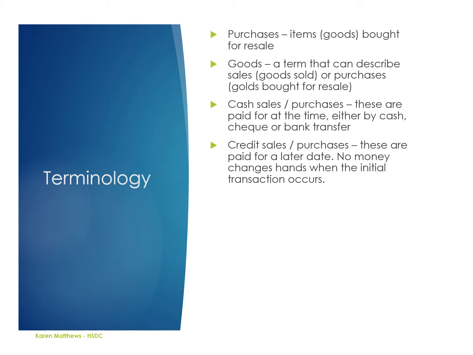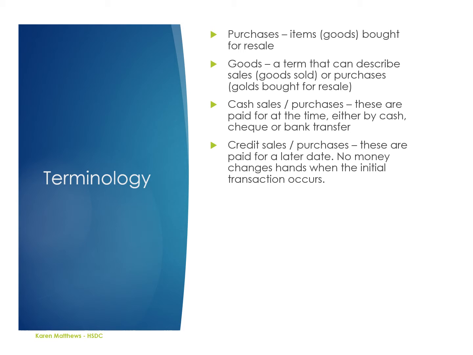So those contrast with credit sales and purchases. These are where goods are paid for at a later date. So we can make credit sales to our customers. They're going to pay us at a later date. So in that case, no money's involved at the time of the transaction, but we still need to record the sale, if you remember. So we would be debiting the customer's account and crediting sales.